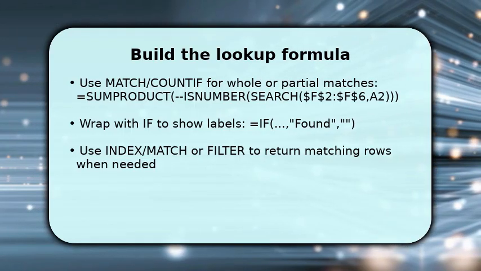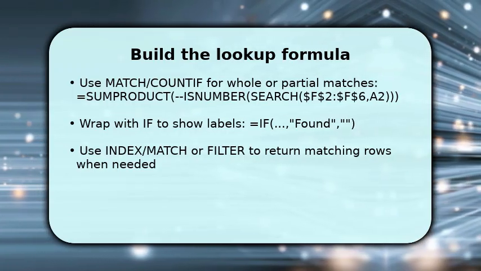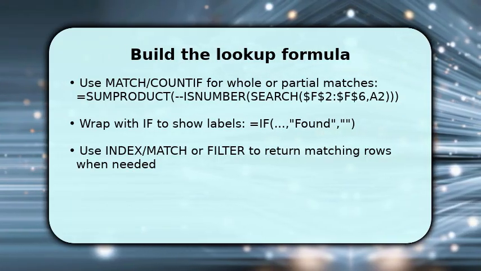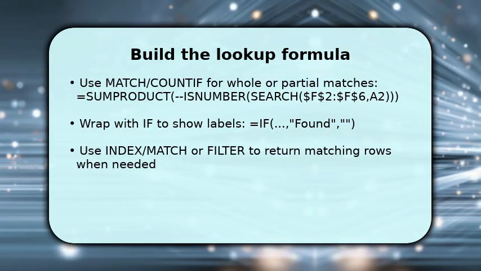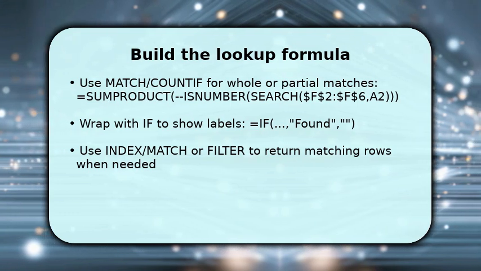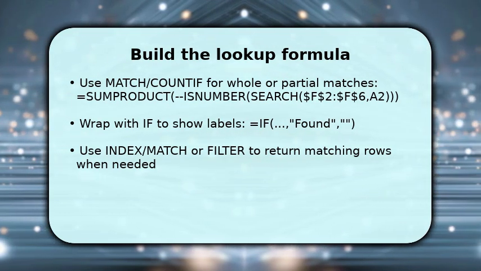If you need the matching text or rows, make a companion formula using INDEX/MATCH or FILTER in Excel 365 to pull matched records into a results area. Make sure to lock ranges with $ where required. Finish by filling the helper formula down the column, and if you want static results, copy and paste as values.